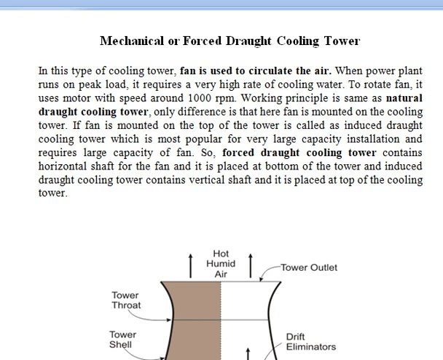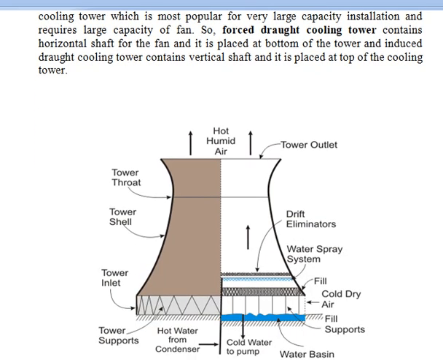So what is happening in this case? Again, go to this diagram, where all the parts are shown: the hot humid air, tower outlet, tower throat, tower shell, tower inlet, tower support, and the drift eliminator, water spray, fill, cold dry air entering here, and the water basin, with hot water from the condenser taken from this side.